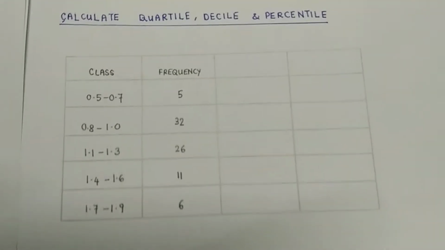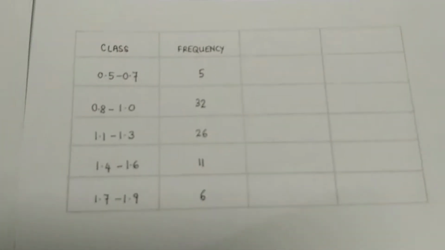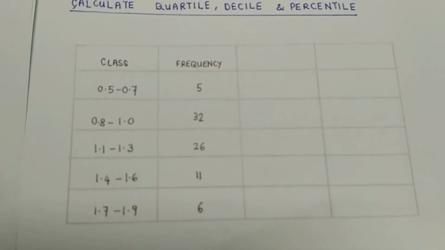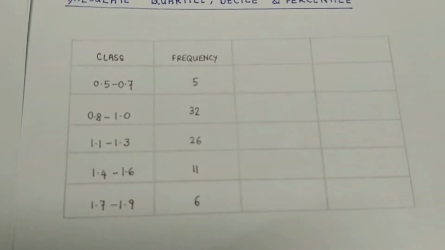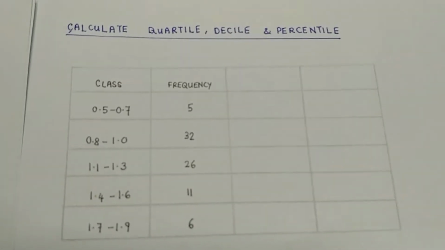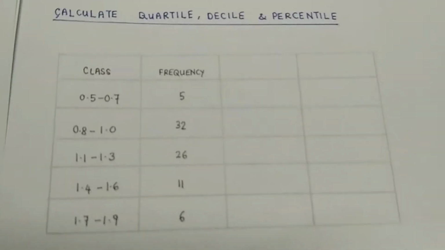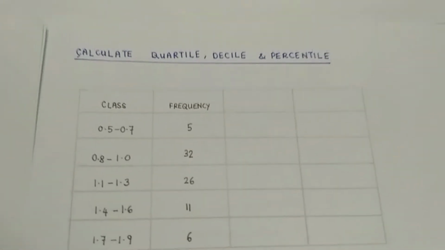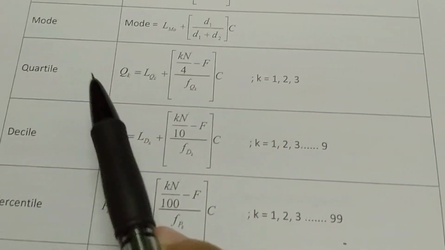So this is our data. We have 5 classes with the frequency for each class. Before we calculate the quartile, decile and percentile, we must know each formula. For quartile, the notation is QK.